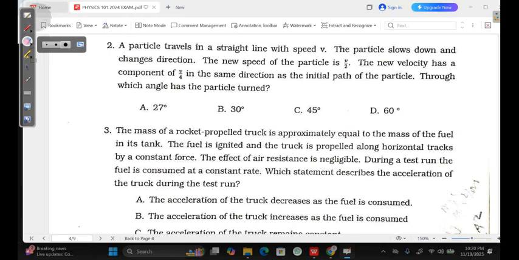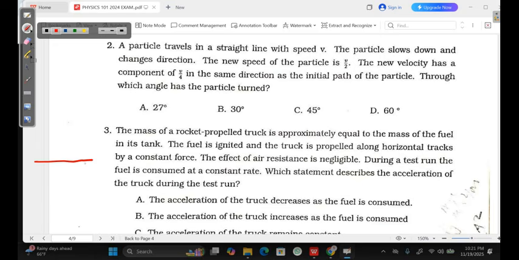So we have a particle which is traveling in a straight line. Okay? So let's have a straight line here. But we don't know whether it is in the x direction or y direction. Anyway, the particle slows down and changes the direction. The new speed of the particle is v over 2. You get my point there, right?